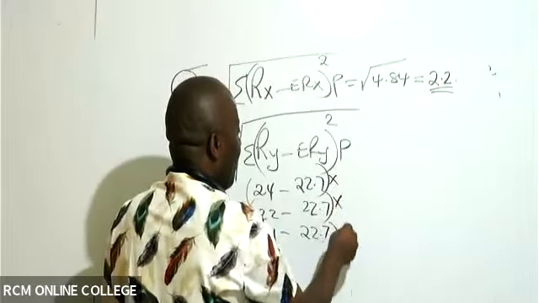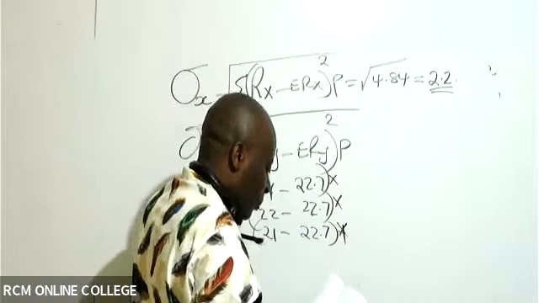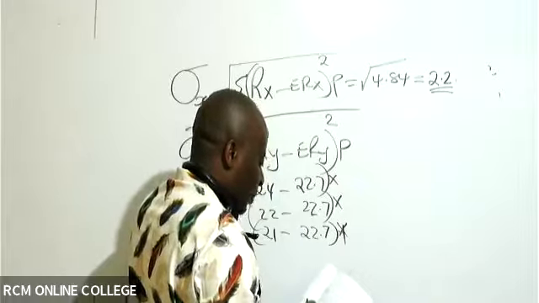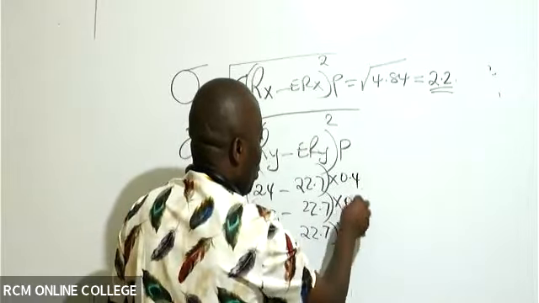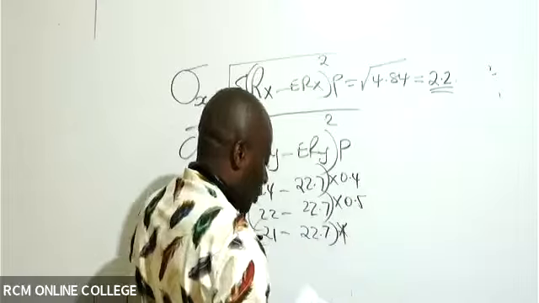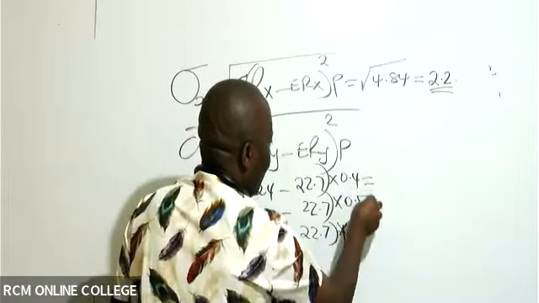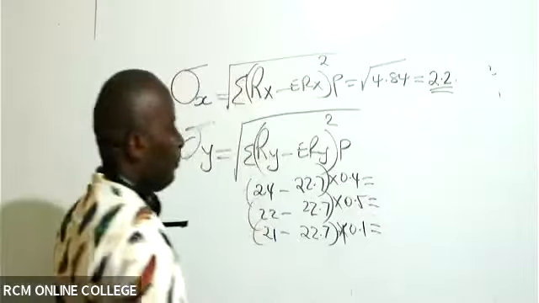Probabilities, I can pick them. So we have here 0.4, 0.5, 0.1. These ones I can pick them.